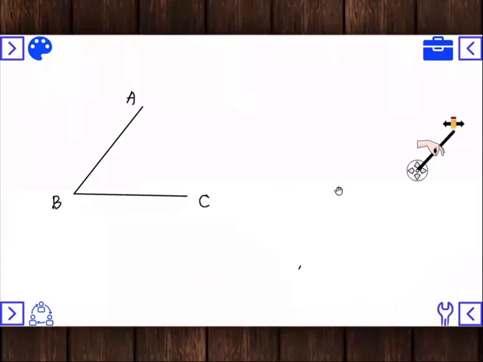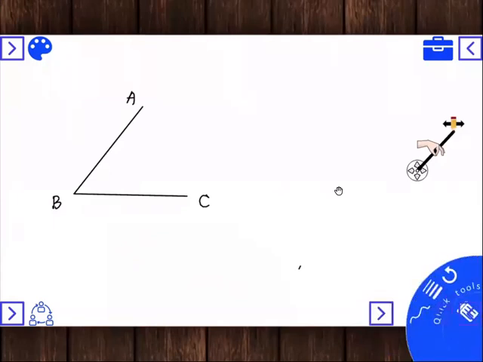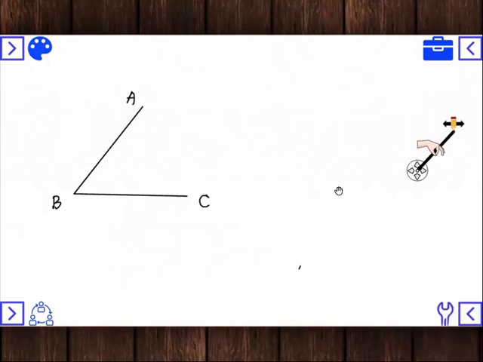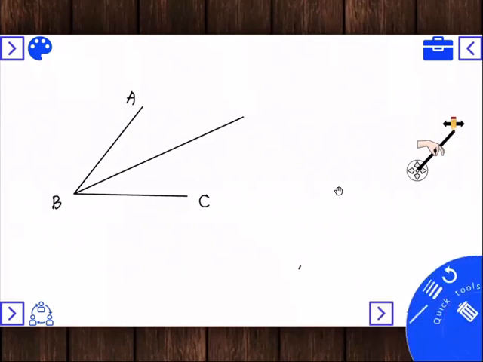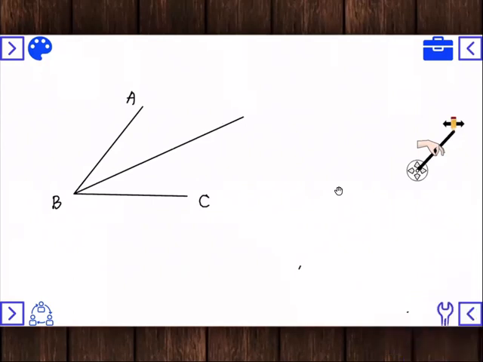Okay. How do we bisect this angle? Which means I want you to draw a line here so that this angle and this angle are equal. Okay, but remember, you don't have any other tools. You only have a ruler and a compass, right? So how do we do that?